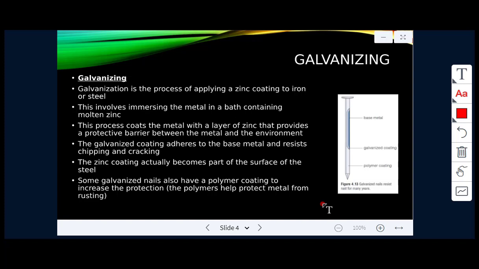The galvanized coating will adhere to the base metal, and it resists chipping and cracking. The zinc coating actually becomes part of the surface of the steel. Some galvanized nails will also have a further coating called a polymer coating to increase the protection. Again, the polymers will help protect the metal from rusting. So in this diagram, you've got the base metal, then the galvanized coating, and then another coating on top, the polymer coating. This way, the nails can resist rust for many years.